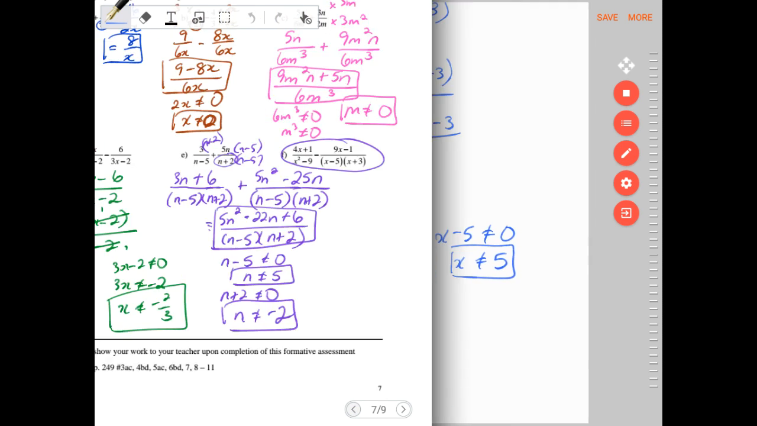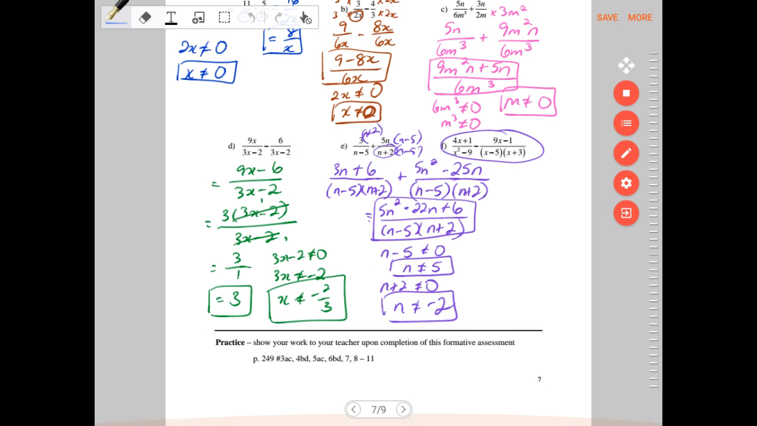Okay, so if you'll notice there at the bottom of the page, we have page 249 for you to work on, because the only way to get good at this stuff is to practice. So good luck. Make sure you show your teacher when you're finished.